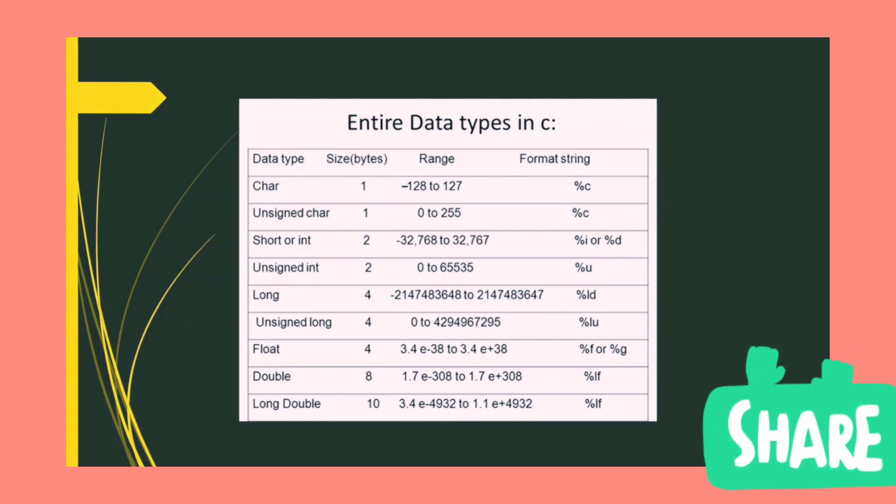So for character, taking the formula 2 to the power number of bits, it will be 2 to the power 8, which is 256. And since char can store both positive and negative values, the range is split from -128 to 127. But in case of unsigned char, which can only take positive values, the range is from 0 to 255. Now format specifiers are used for input and output purposes. These are used so that the compiler can understand what type of data is taken during input, and using this we can also print the value stored in a variable.